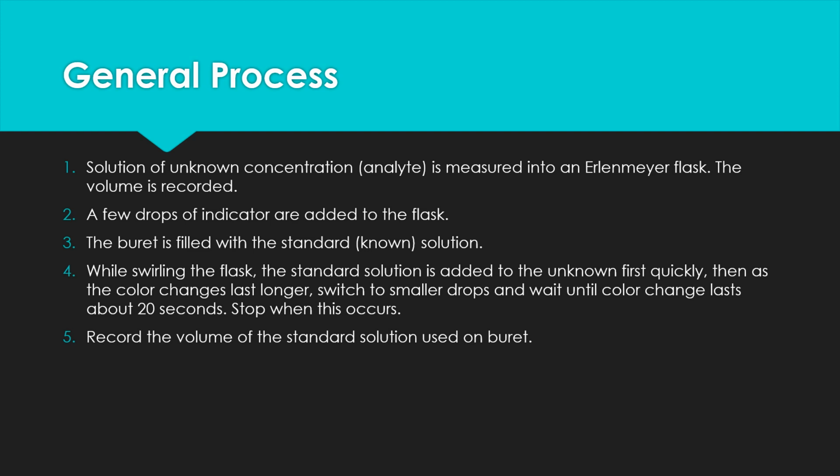Then, while swirling the flask, the standard solution from the burette is added to the unknown. First, we do it quickly. Then as the change starts to last longer, we switch to smaller drops and wait until the color change lasts about 20 seconds. So we get that light pink for about 20 seconds at least. And we stop when this occurs. We'd record the volume of that standard solution on our burette. So we have its initial and final volume, and we could find out how much was added from the burette.